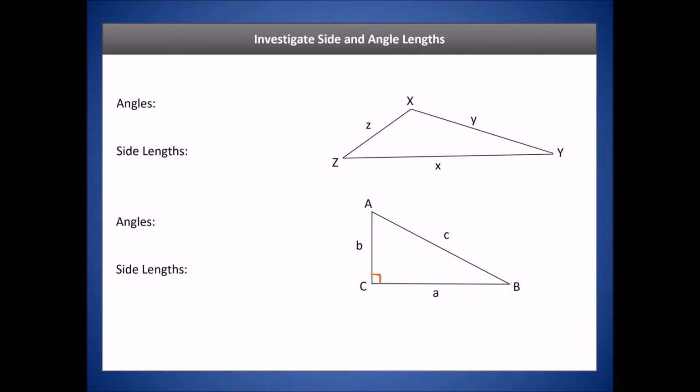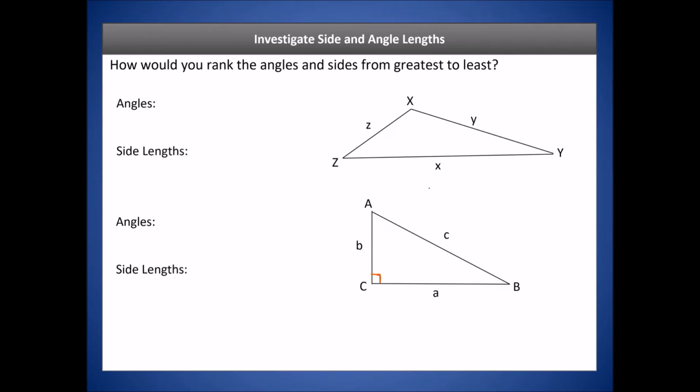So we are given two triangles here, and we want to be able to rank the angles and the sides from greatest to least. This is going to help us determine if there's a relationship between the angle measures and the side lengths of a given triangle. So let's go ahead and start with the angles for the top triangle.